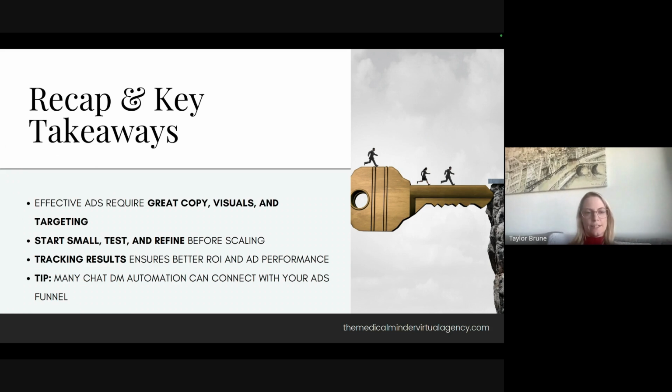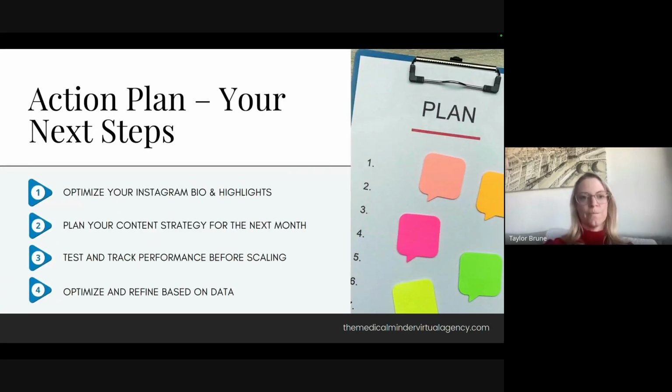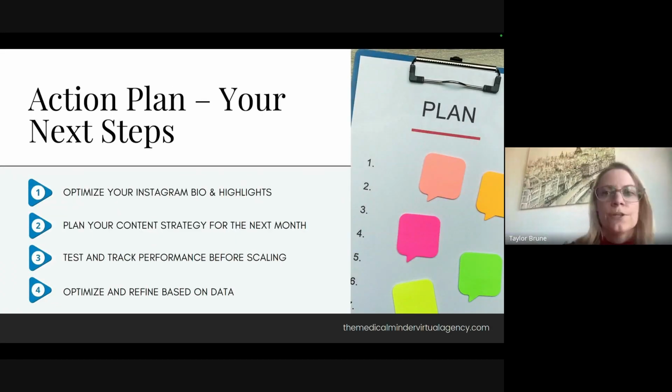You always want to track the results and metrics, and ManyChat DM automation can also connect with your ads in the funnel. And these are a few things you want to do before you run social media ads. Optimize your Instagram bio and highlights and make sure your feed looks good, showing that you're a thought leader positioned in your expertise. Plan your content strategy for the next month, because people will be coming to your Facebook and Instagram and seeing if you've been posting consistently. Then test and track performance before scaling, and optimize and refine based on data.